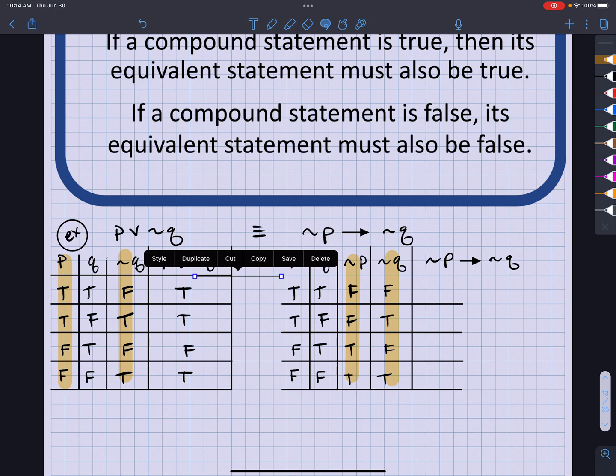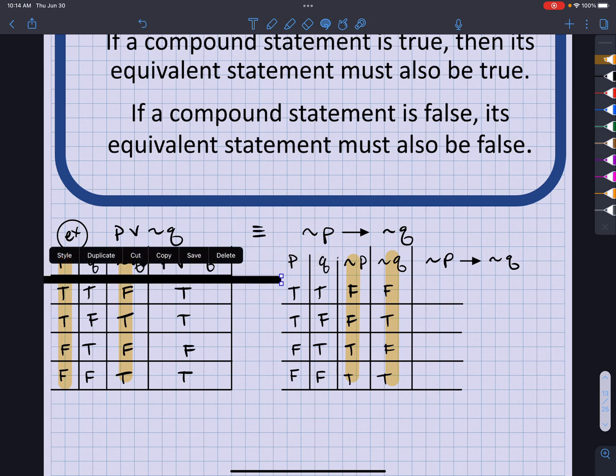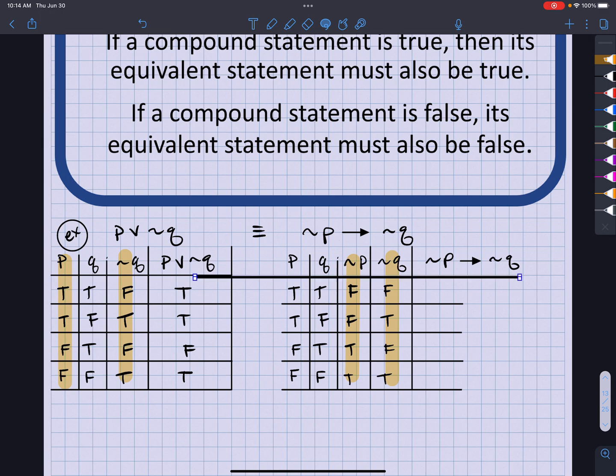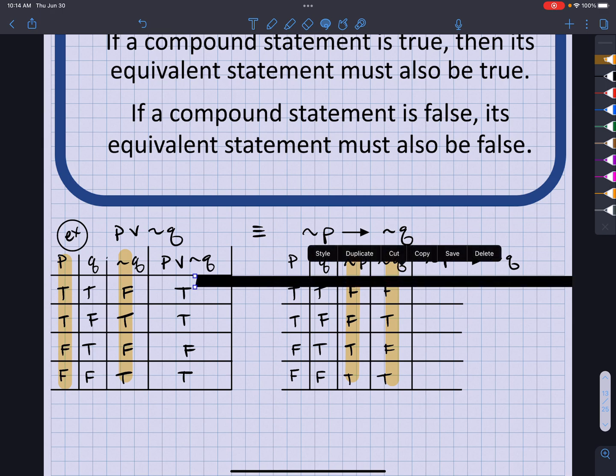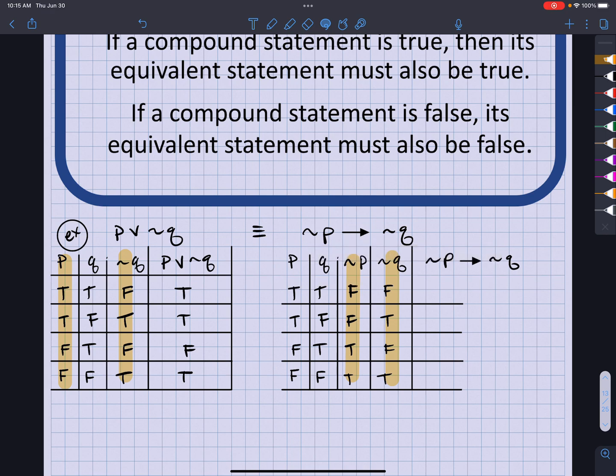Ooh, where am I going with that one? Whoa. Oh, I know what just happened. Wow. Okay, let's just delete that. Let's just redraw these lines here. There we go.